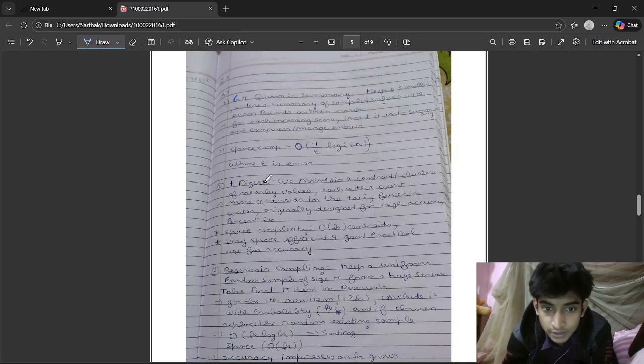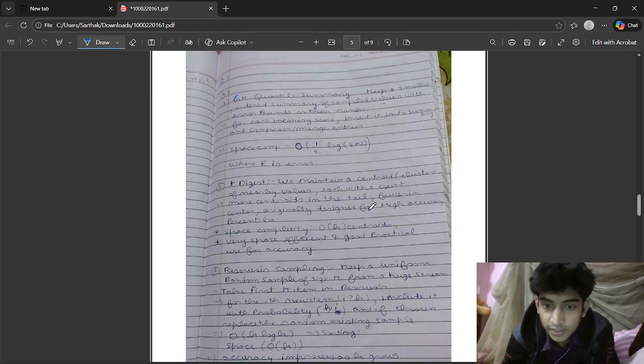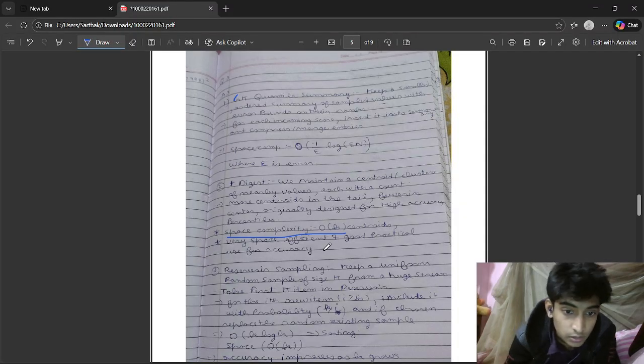Then we have T-digest, in which we maintain centroids, or clusters of nearby values, each with a count, right? There are more centroids in the tails and fewer in the center, and it is originally designed for high accuracy at percentiles. Space complexity is very small, it will be only big O of k, and it is good for practical use.